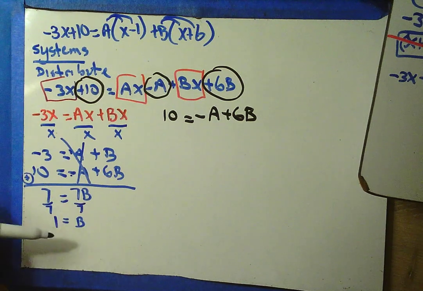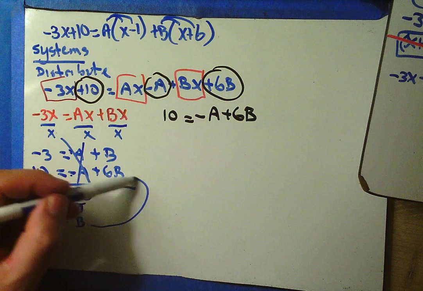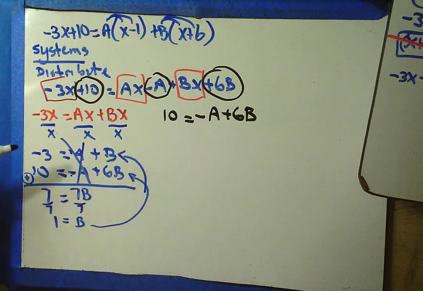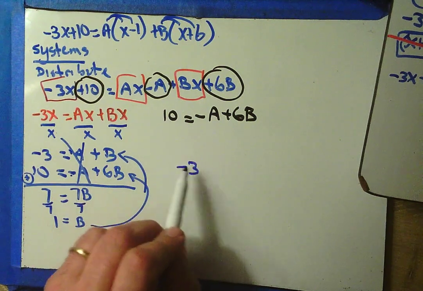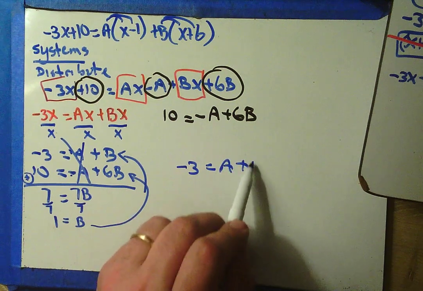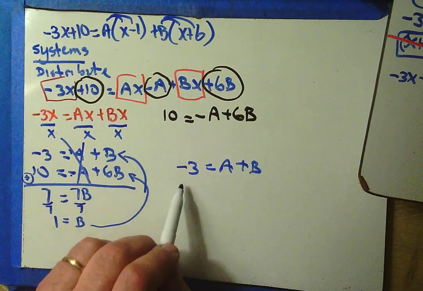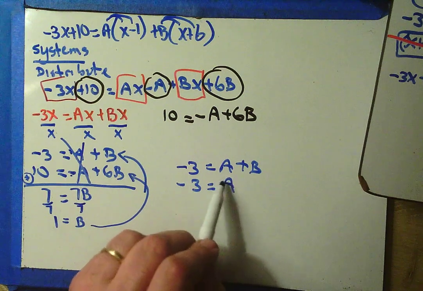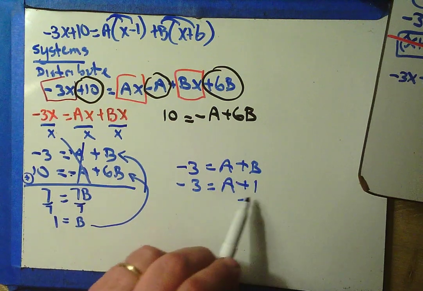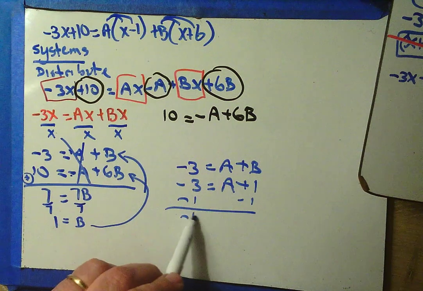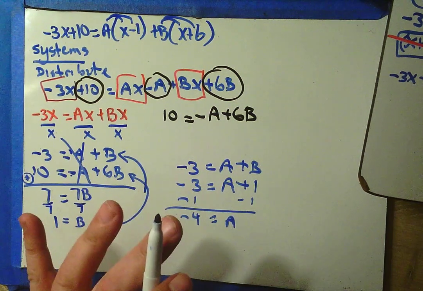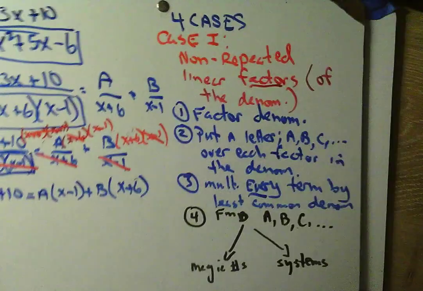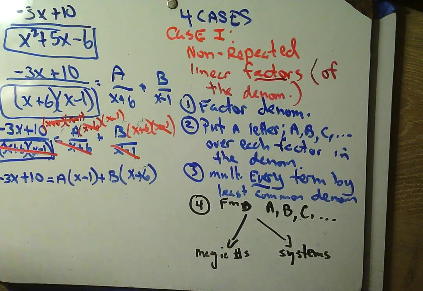If I take b equals 1 and plug that into either of these equations, I'm going to get a value for a. So we know here that negative 3 equals a plus b, and I'm going to replace b with 1. Negative 3 equals a plus 1. I'll subtract 1 from both sides and get negative 4 equals a. Now, we're almost done. That was step 4, finding a, b, c, etc.